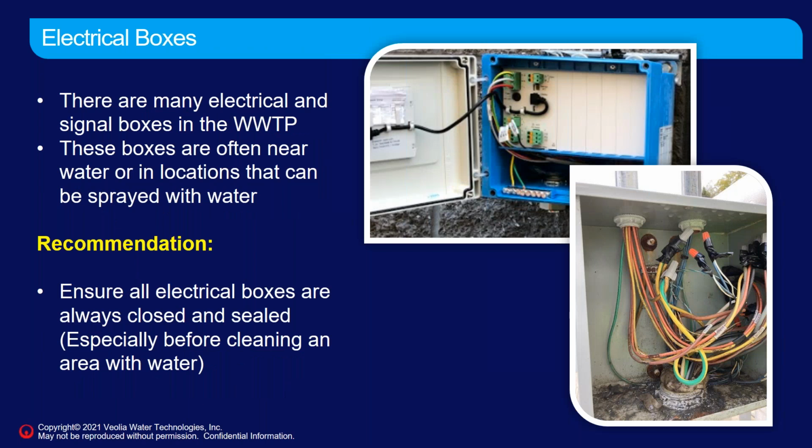Electrical boxes. There are a lot of electrical boxes out there in the wastewater treatment plant, and they're often in wet locations. So make sure these things are closed and sealed, especially before you're cleaning something or washing something down. You can see this picture on the right. There's moisture dripping from the top. You can see all the rust all over this electrical box. That can result in wiring issues, electrical problems, and reliability problems with that equipment. So make sure you have the right seals and aren't getting water into your junction boxes or control boxes or instrument connections.